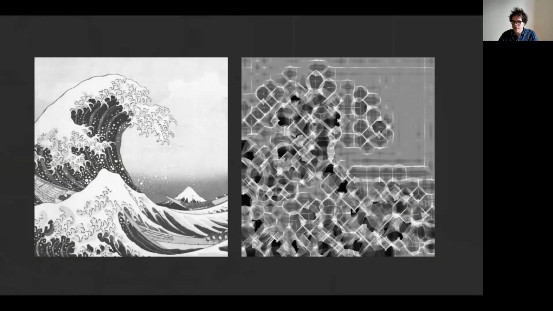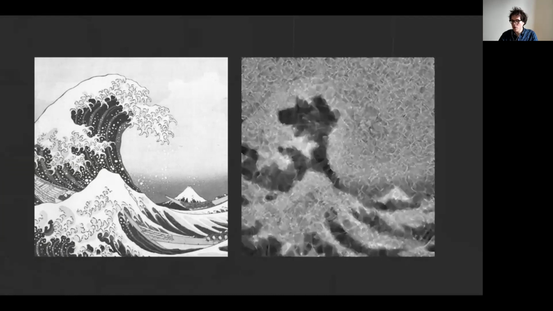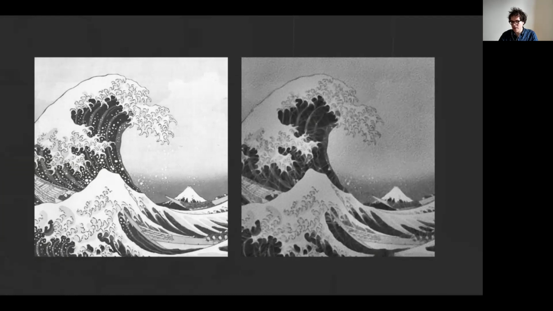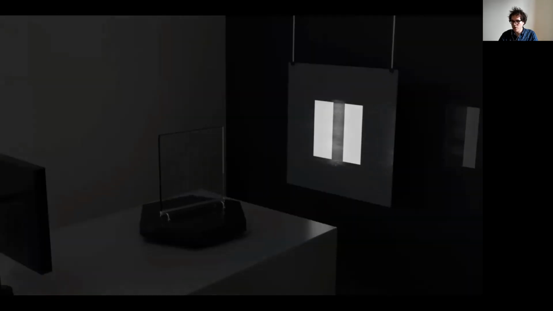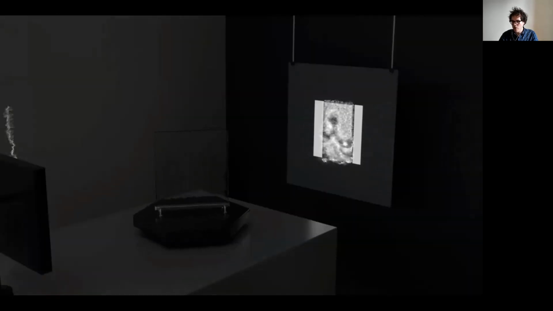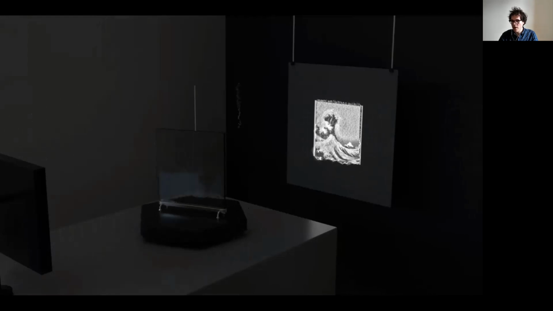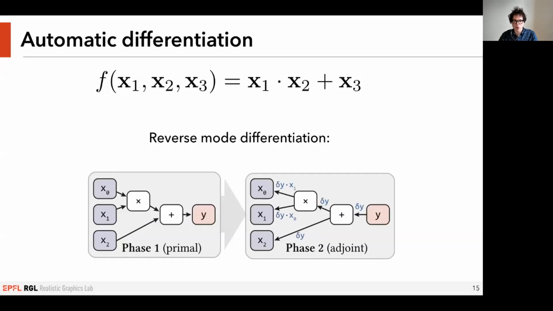And so what we're doing here is to optimize the height structure of this glass slab so that it focuses light into a picture of the great wave. And here you can see that the surface is now a little bit rough, so it's not perfectly smooth anymore. But these height variations have been very carefully optimized so that this picture is reconstructed. How does all of this work under the hood?